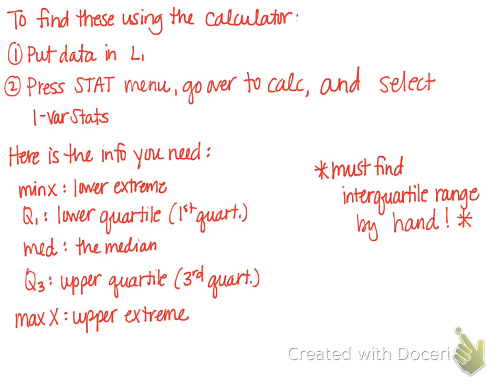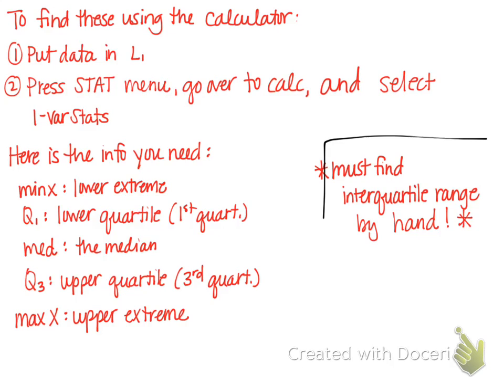So it's going to print out a bunch of stuff on your screen. But here's what you need for your box and whiskers plots. Your min x is your lower extreme. Your Q1, that's your lower quartile or your first quartile. The median is the median. The MED is the median. Q3 is the upper quartile or the third quartile. And max x is your upper extreme.